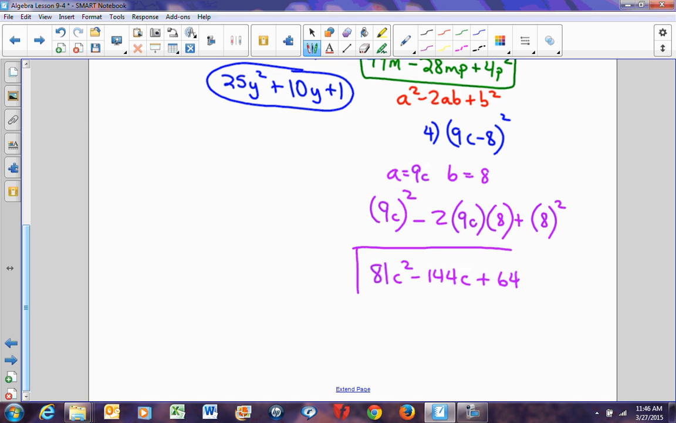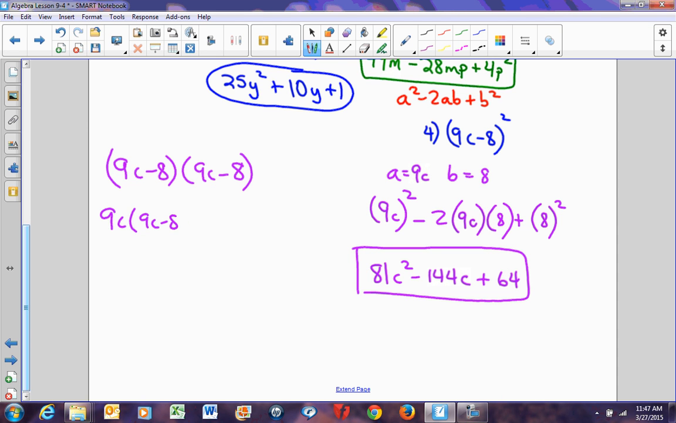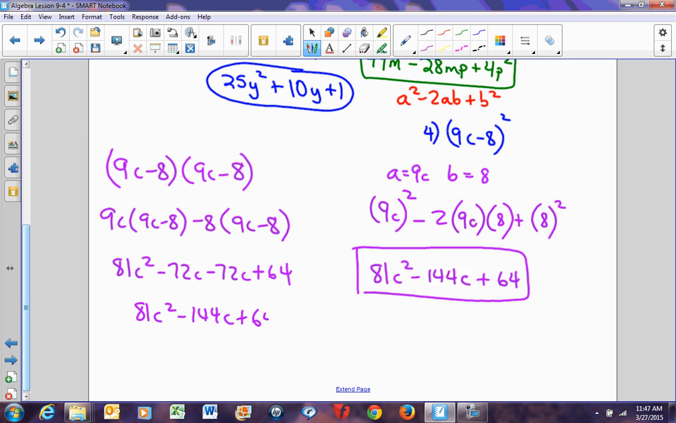Now, if you don't understand how to use these special products, you can always multiply it out. I can multiply 9c minus 8 times 9c minus 8. I have 9c parentheses 9c minus 8 parentheses 9c minus 8. I get 81c squared minus 72c minus 72c plus 64. So I have 81c squared minus 144c plus 64.